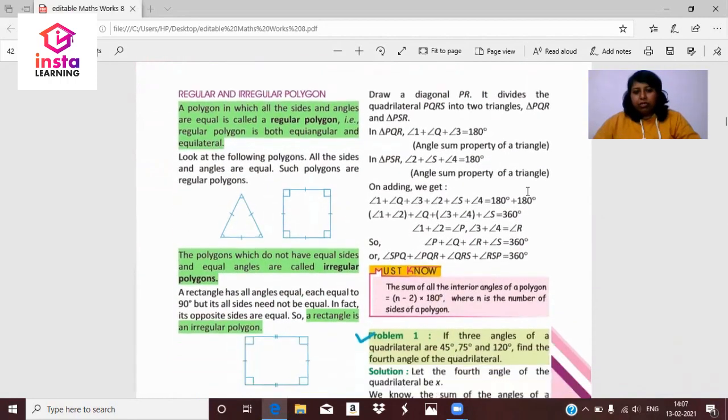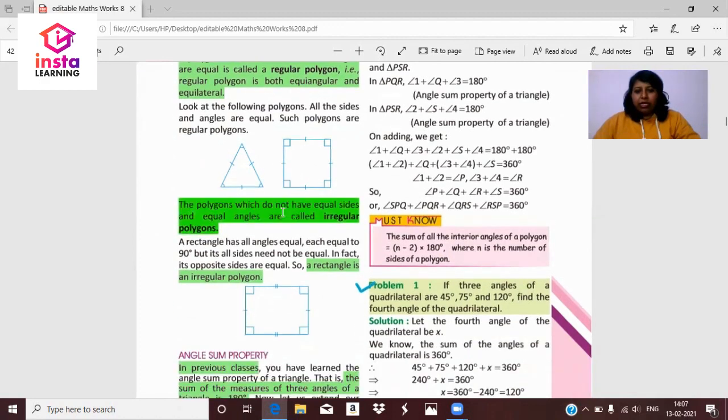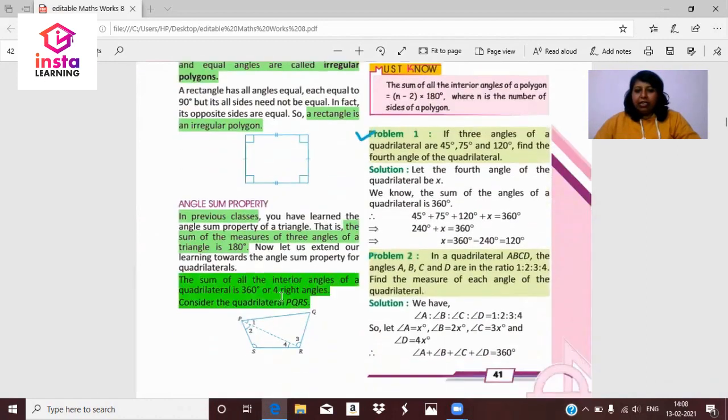Now we come to the regular and irregular polygon. A polygon in which all the sides and angles are equal is called a regular polygon. These are the examples of regular polygon, triangle and the square. Polygons which do not have equal sides and equal angles are called irregular polygons. A rectangle is the example of an irregular polygon. As you can see, its two sides are equal.